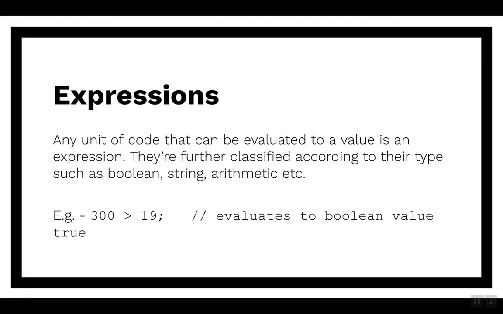Expressions. An expression is a valid unit of code that resolves to a value. So in this example, we have 300 greater than 19. This resolves to the value of true. Expressions can be further categorized as arithmetic, logical, string, and so on. The example that we are seeing here is of category logical. Now, a task for you is to come up with an arithmetic expression of your own. I'll give an example: 3 plus 7 equals 10.